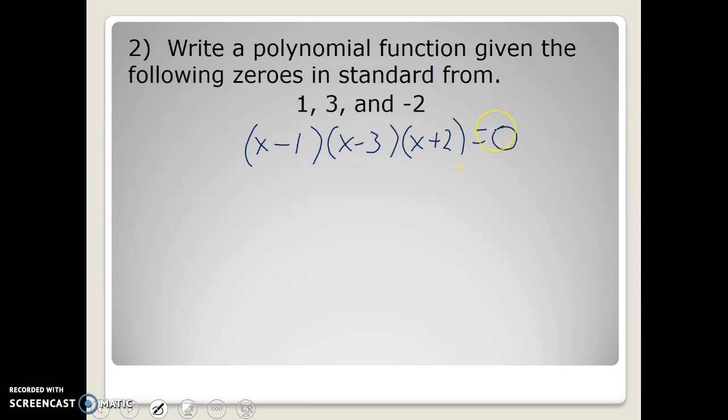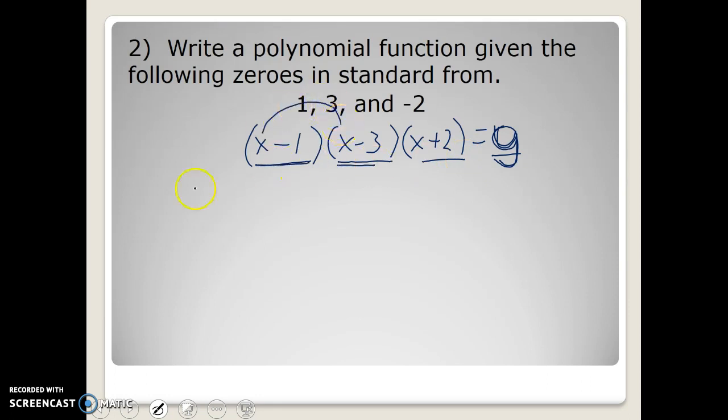That means that these 3 factors, if any one of these is 0, I'm going to have a 0 for my y value. So it's going to look something like this. I'm going to call that y for right now. And what I want to do is, right now it's in factored form, and I want to write this in standard form. So I'm going to have to FOIL here. I'm going to multiply these two together first.